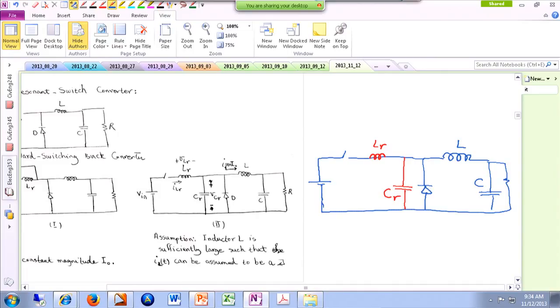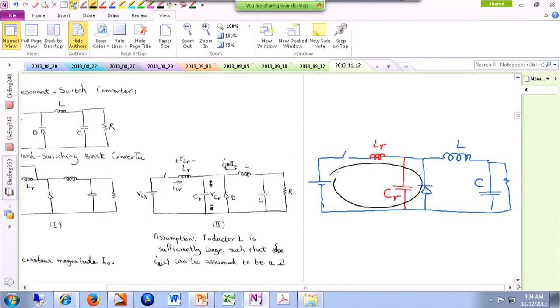Or LR could or could not be an external component, because in the end, we have one turn of kind of winding over here, therefore there is a little bit of impedance in this loop, and that actually could be your LR, or could be absorbed in your LR. So these are the kinds of approaches that we are trying to do.